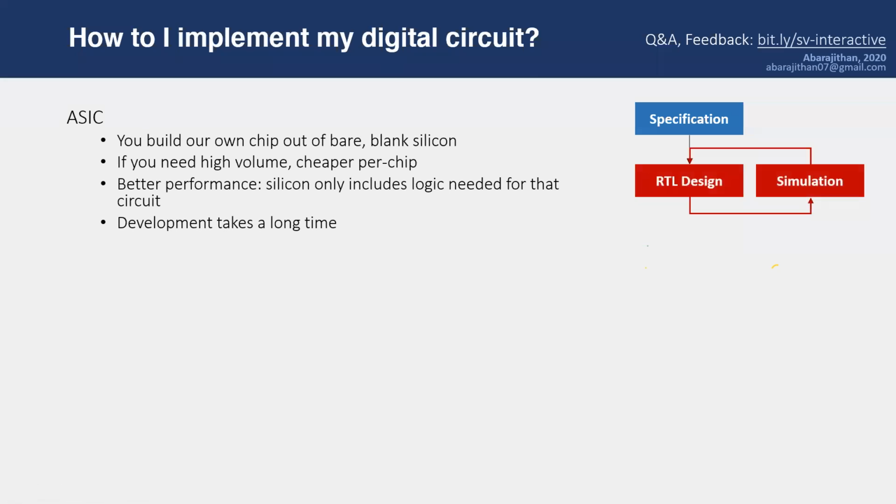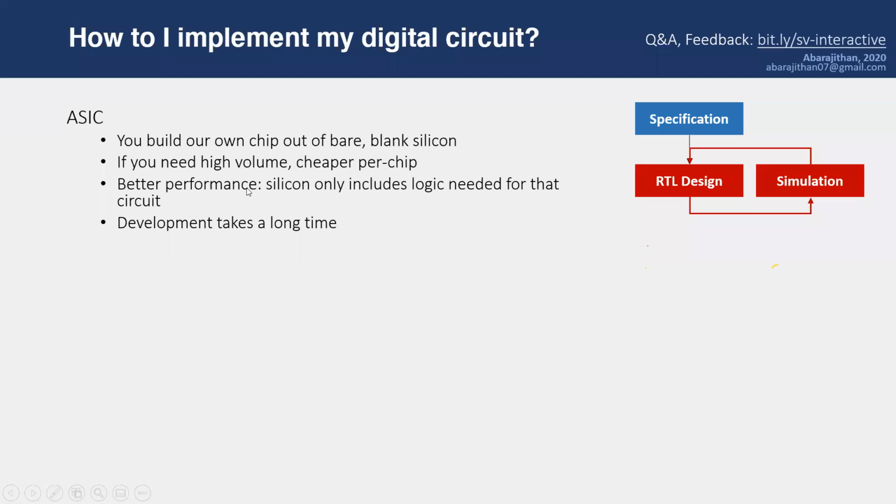Then after you do that, you can either go for an ASIC. ASIC is a digital chip. This is bare blank silicon. In there, you can build your own chip. You can put your own designs and build it. So you can go for that.